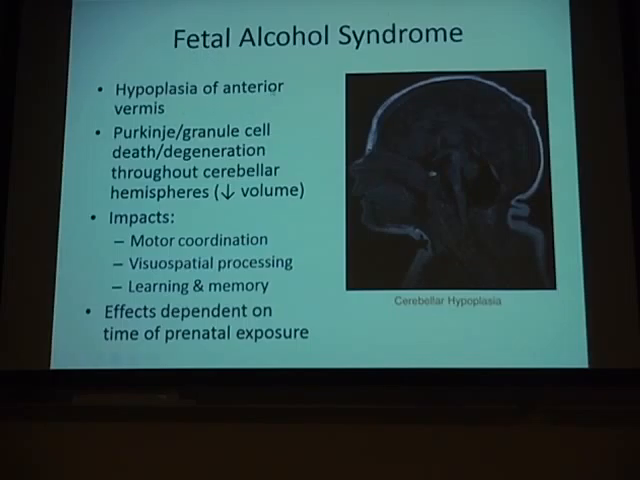One of the things that we see in FAS is hypoplasia, or underdevelopment, of the anterior vermis. So that anterior part of the vermis, that central piece.